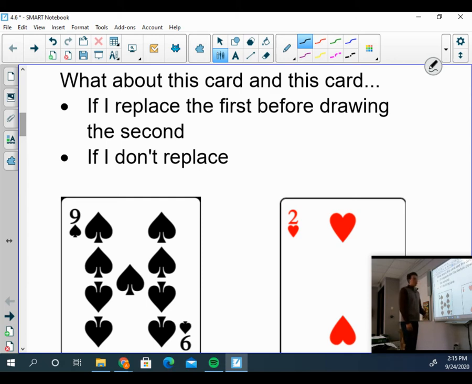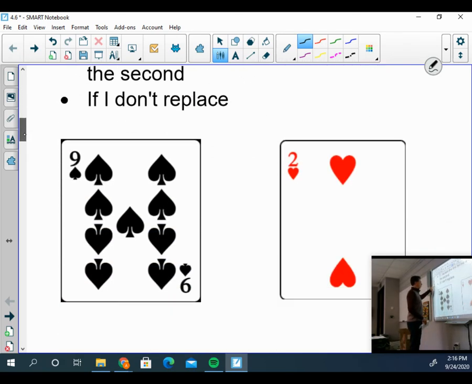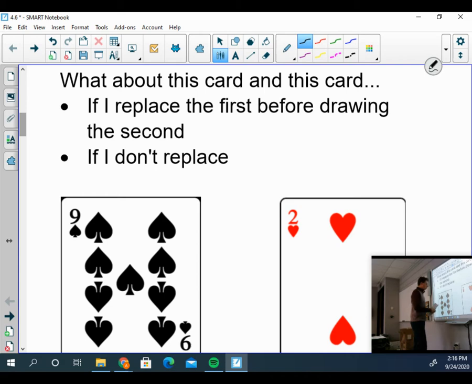Okay? Hopefully you gave it a shot. You've unpaused the video, and you're probably kind of confused here. You're probably not sure about how to figure it out. Well, let's talk about both different situations here. The first situation, if I replace the first before drawing the second card, well, let's handle this one at a time, right? We said earlier the probability of drawing a nine of spades is 1 out of 52. I have a 1 in 52 chance.